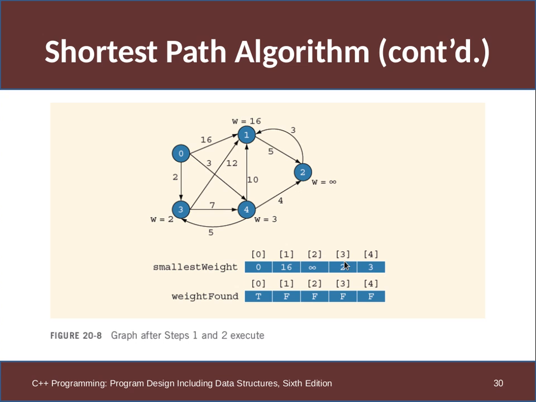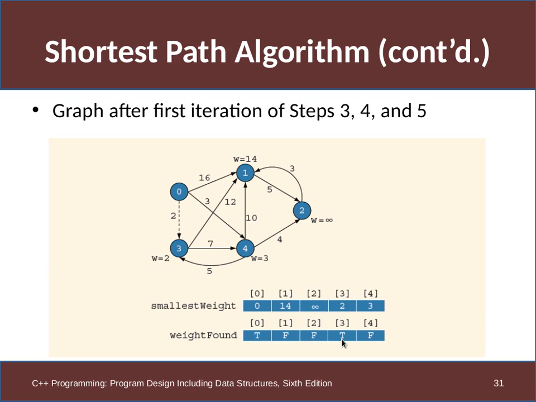All right, so we want to visit 3 next because it has the smallest, namely the 2, of everything that's not been found. So we're going to mark it true. Going to 3 costs 2. Now, going from 3 to 4 has a cost of 7. So 2 plus 7 is 9, which is greater than 3, so we're not going to update the 4, because going directly from 0 to 4 is faster than going from 0 to 3 to 4.